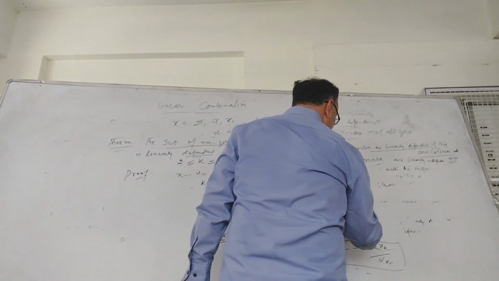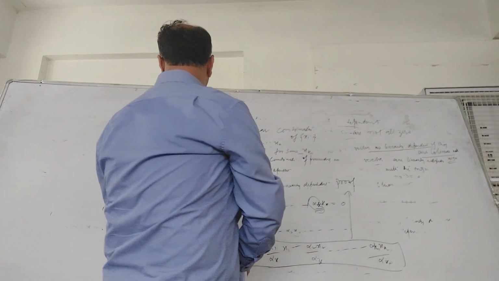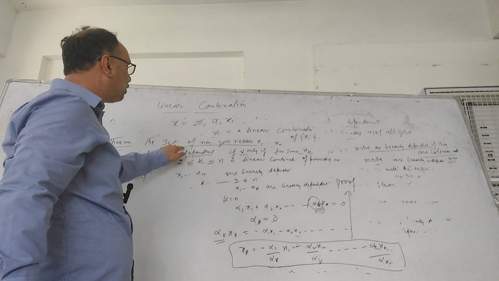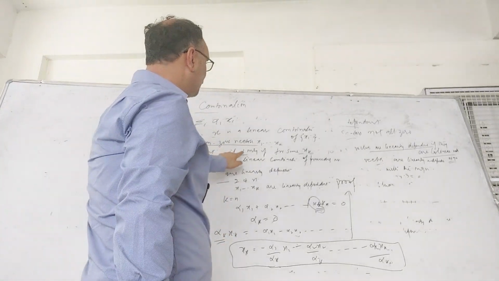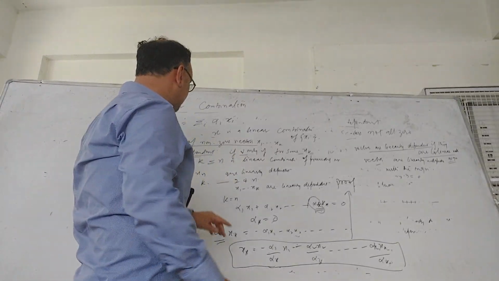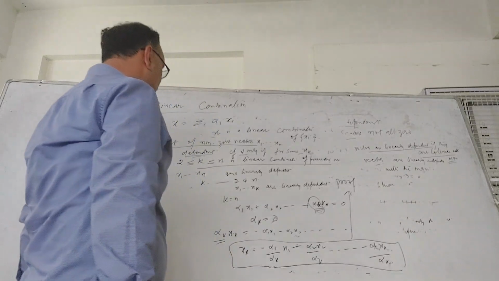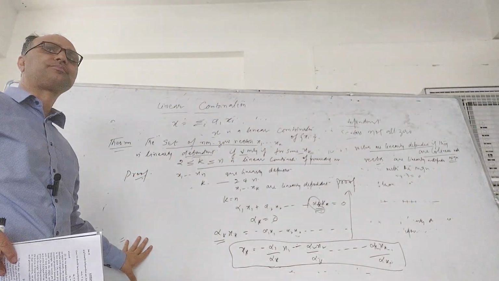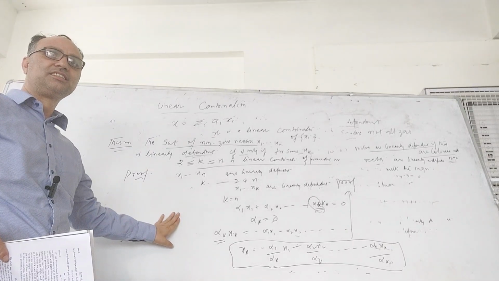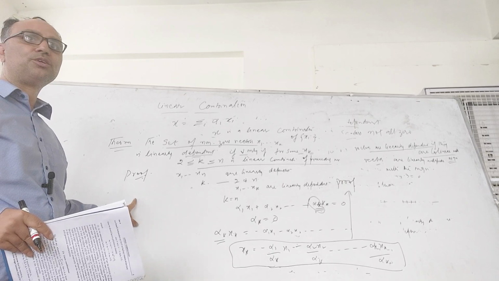So this should take it as a proof that the set of non-zero vectors is linearly dependent if and only if for some k it's a linear combination of these things. It needs a bit more reading, twice, thrice, and trying to understand what it wants to say. Got my point?